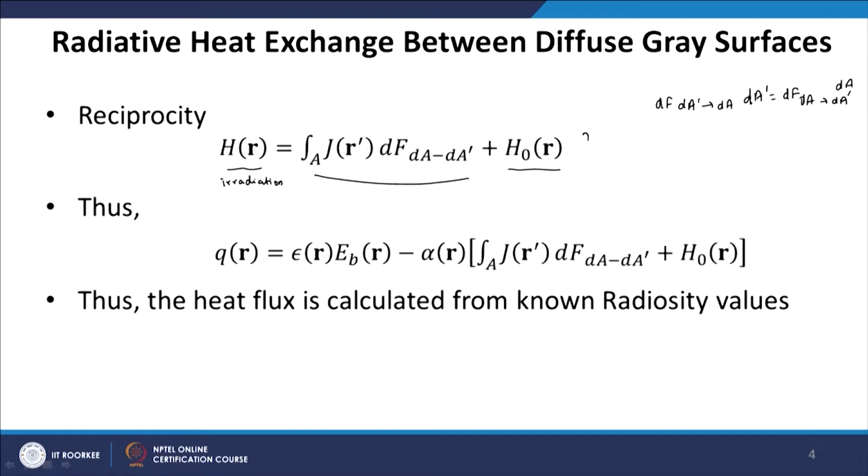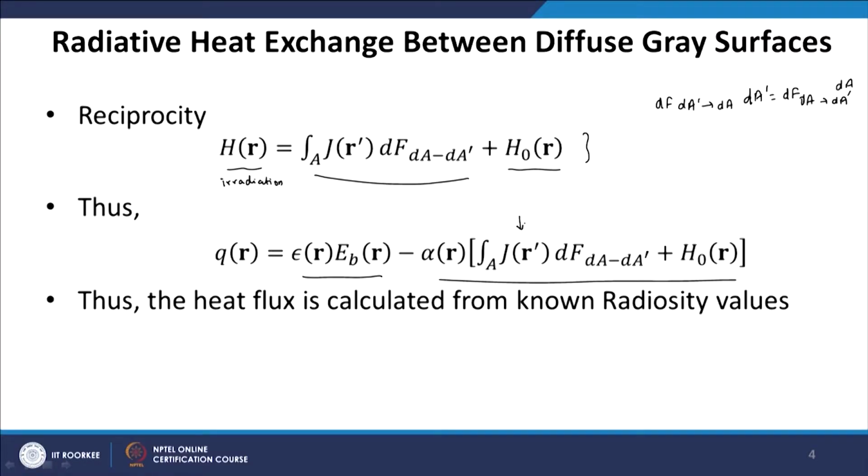So, we substitute this expression in the expression of heat flux and we get this expression. So, Q_r is equal to the energy emitted by the surface minus the energy absorbed by the surface, okay. So, this is how we can calculate the heat flux for a diffuse gray enclosure. Now, the difficulty in solving this expression is that it includes an unknown quantity, radiosity, in this integral equation. This type of equation is called an integral equation, and we have an unknown quantity J coming into this integral. So, first of all we have to solve for J and then we can find out the heat flux.